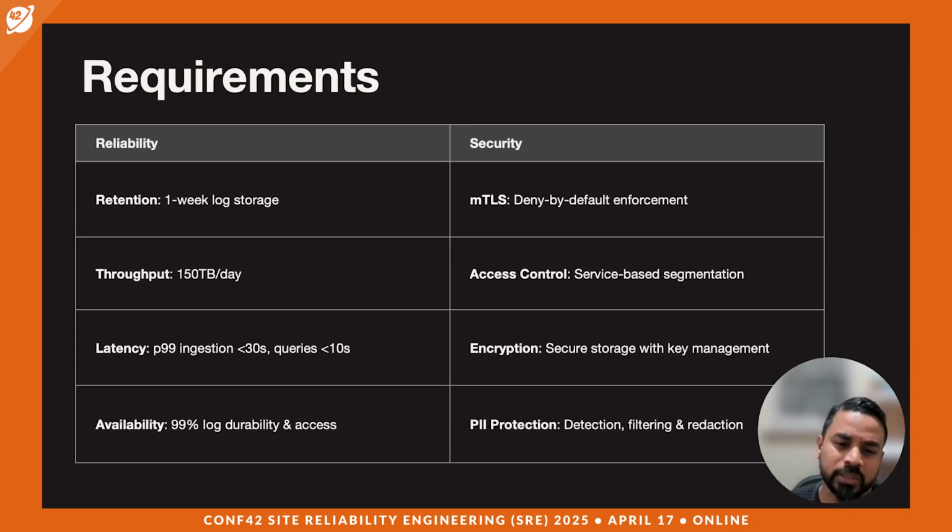From there, we gathered some more requirements on the reliability side. We wanted to provide at least 1 week of log storage. And as you can see, since there was a 7-day host rotation policy, this requirement came directly from there. We analyzed our metrics and figured out we were ingesting approximately 150 terabytes per day of logs. Today, it is way more than that, but that's where we started. We wanted to make sure the P99 ingestion latency is less than 30 seconds, and for queries, it should be less than 10 seconds. We wanted to make sure our availability goal is 99%.